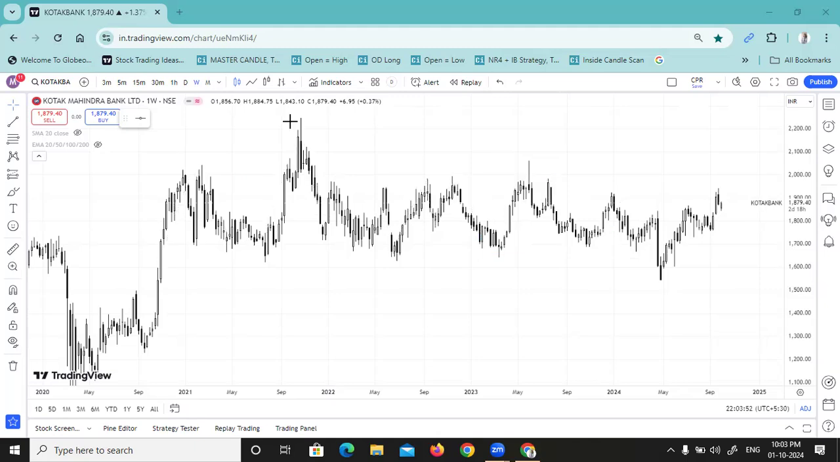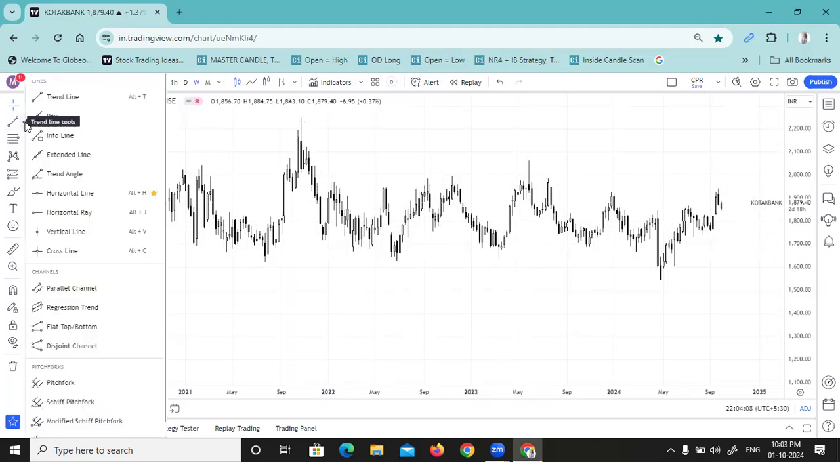So now what we will do, we will connect all these tops, bottoms, both of them we will connect, and we will draw a horizontal line. Now how to draw a horizontal line? On your left side you can look at my cursor. This is trend line tools. Click on this. From here you can see horizontal line. You have to select horizontal line. Its shortcut is Alt plus H. If you press Alt plus H, you will have a horizontal line on the graph.